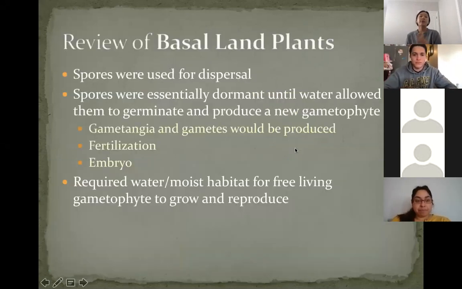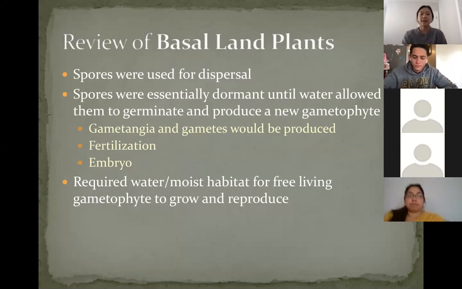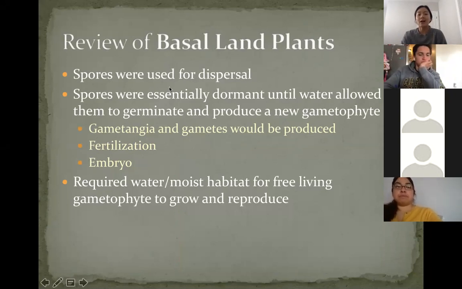So just a quick review of basal land plants, which were the non-vascular and the seedless vascular plants. With these two groups of land plants, they mainly relied on spores for dispersal. These spores that were produced from the diploid sporophyte had to land in water in order for that spore to undergo mitosis and produce a brand new gametophyte. Without water or a pretty moist environment, they wouldn't be able to reproduce at all or complete the life cycle essentially. So spores were essentially dormant until water allowed them to germinate and produce a brand new gametophyte.